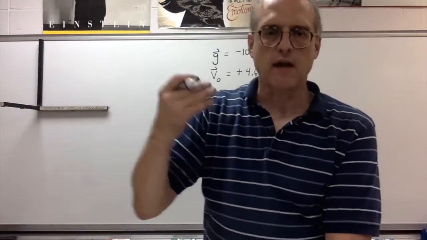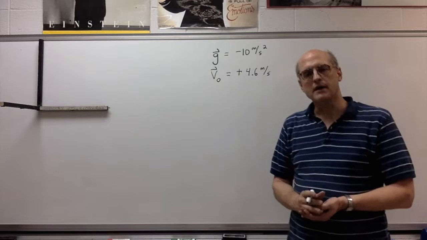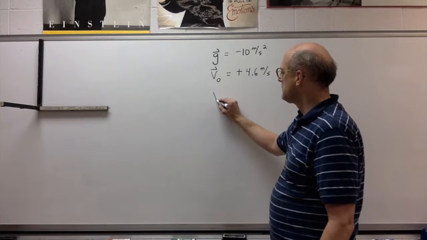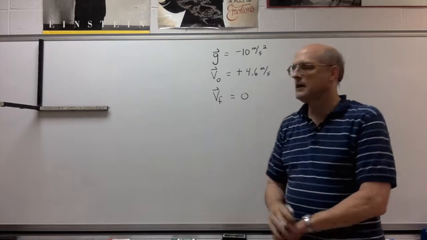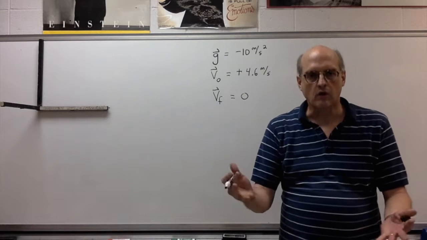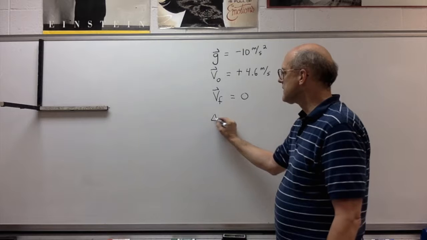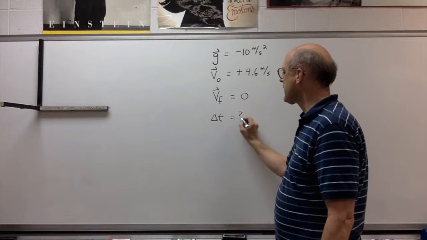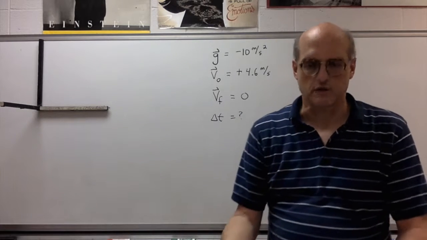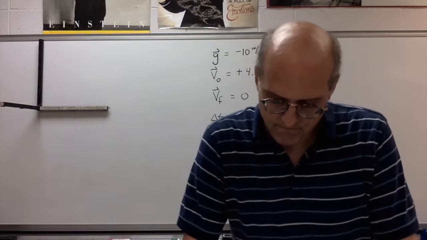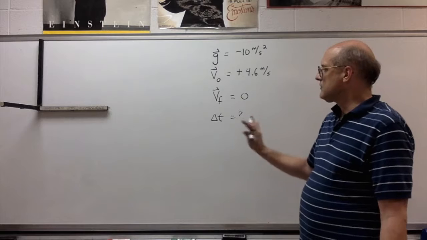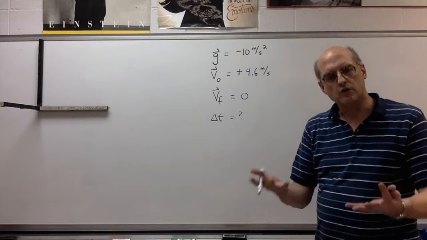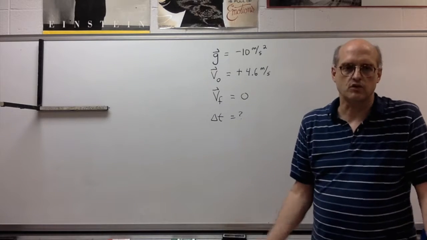Now, it reaches its maximum height. So at its maximum height, it's at rest. So we have that the final velocity is 0. And they want us to figure out how long that takes. That's how long the player has until he can touch the ball. So knowing g, V0, Vf, and looking for time, a good equation to choose would be the definition of acceleration.